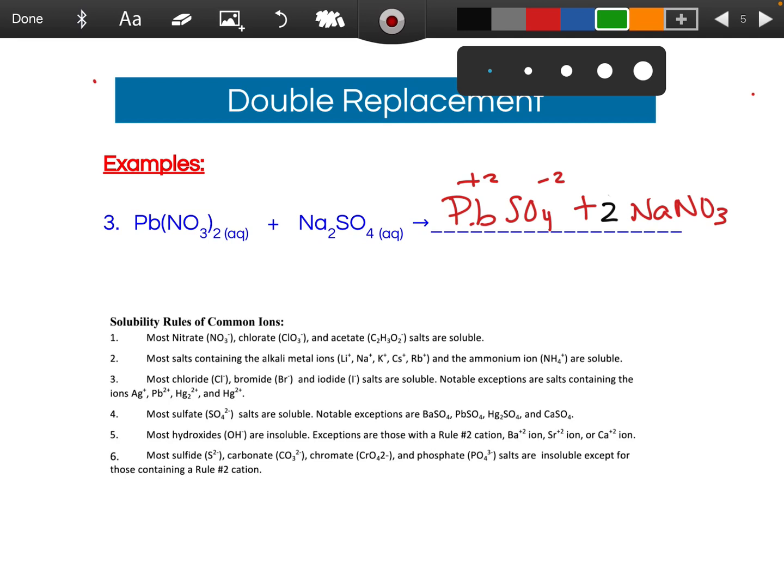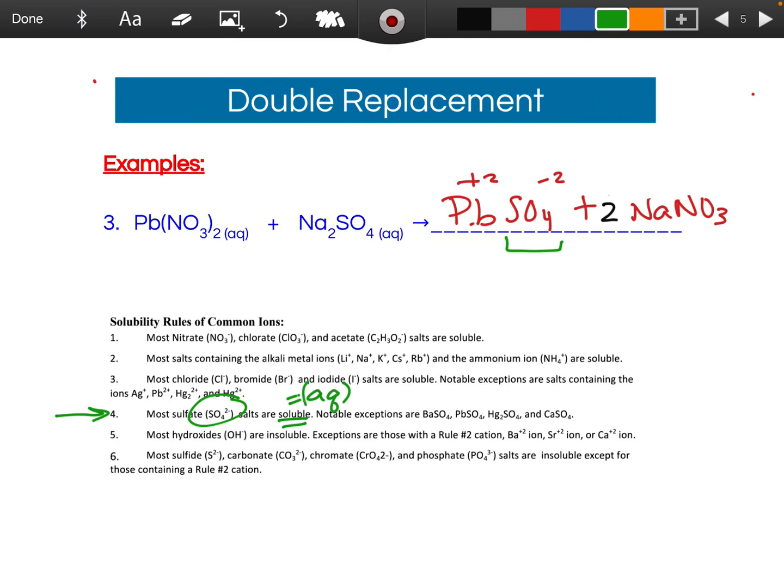All right, so now we can use the solubility rules to figure out which of these products is soluble and which one is insoluble. So the first one, we have a sulfate. So we find sulfate down in the solubility rules. Here, rule number 4 talks about sulfates. Most sulfates are soluble, which means they're aqueous, except ones that have BaSO4, PbSO4, which is what this one has. So if that's an exception to the rule, that means that this is going to be solid because that is going to form our precipitate.